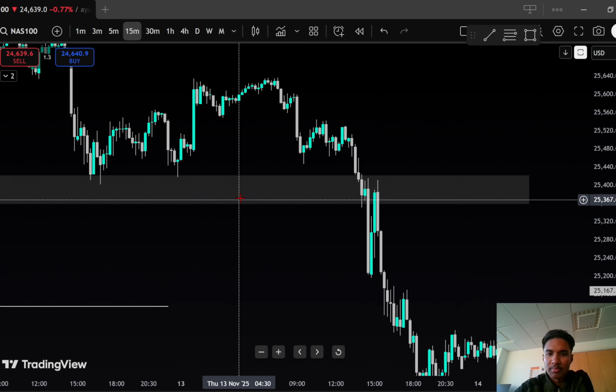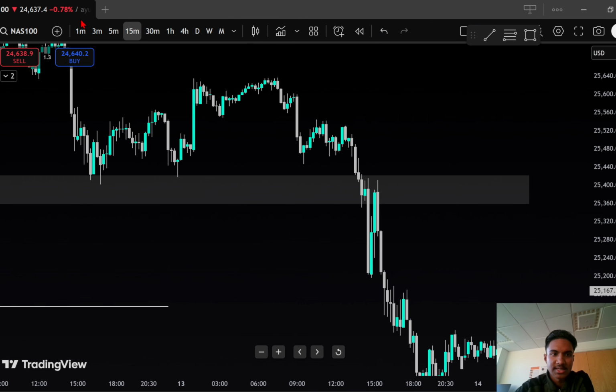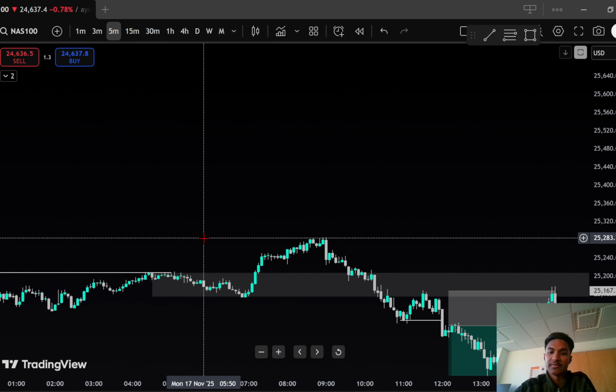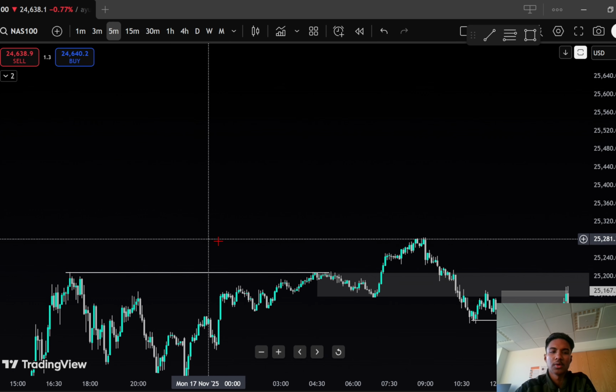So it's a support broken into resistance, break and retest. Once I have this retest, by the way, I'll go down to the lower time frame. The 5-minute is the lowest I will ever go. I won't go lower than that.